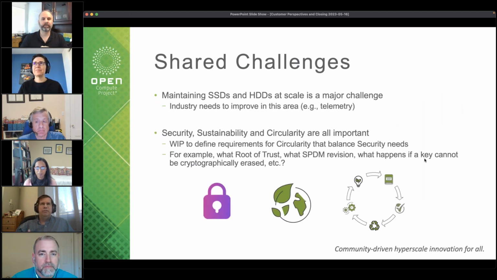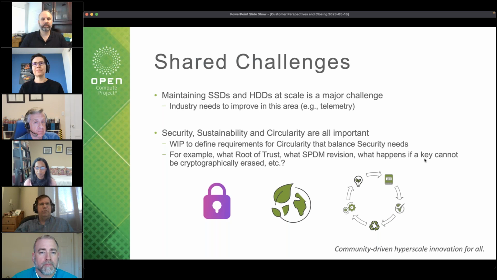Let's talk about some shared challenges that we all have on this panel. Maintaining SSDs and HDDs at scale is a major challenge, and the industry needs to improve in this area. This is why we're hearing all the discussion around telemetry today. It's because maintaining stuff is really difficult and it's getting harder.